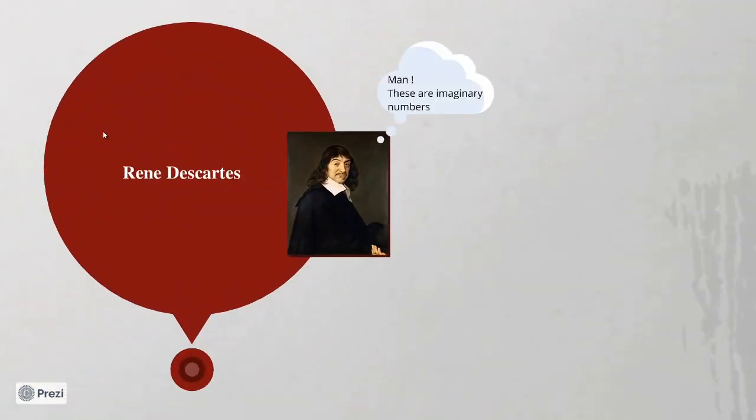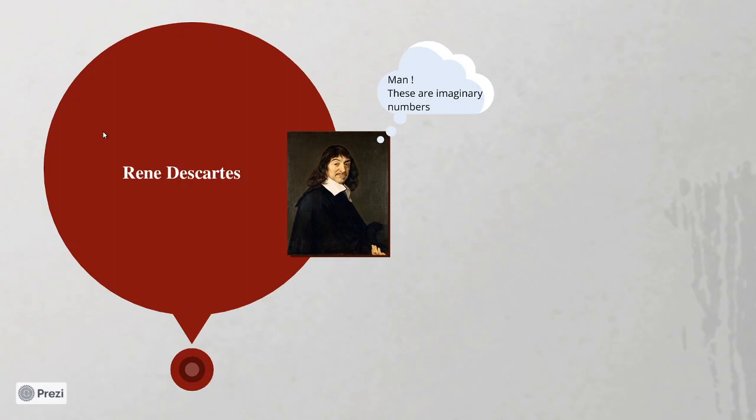Man, these are imaginary numbers. Exactly. So that is how we got the name. This guy is behind it, Rene Descartes. He's behind getting this name, imaginary. See, he didn't name it out of love. Our parents name us because of love, they gave us different names.